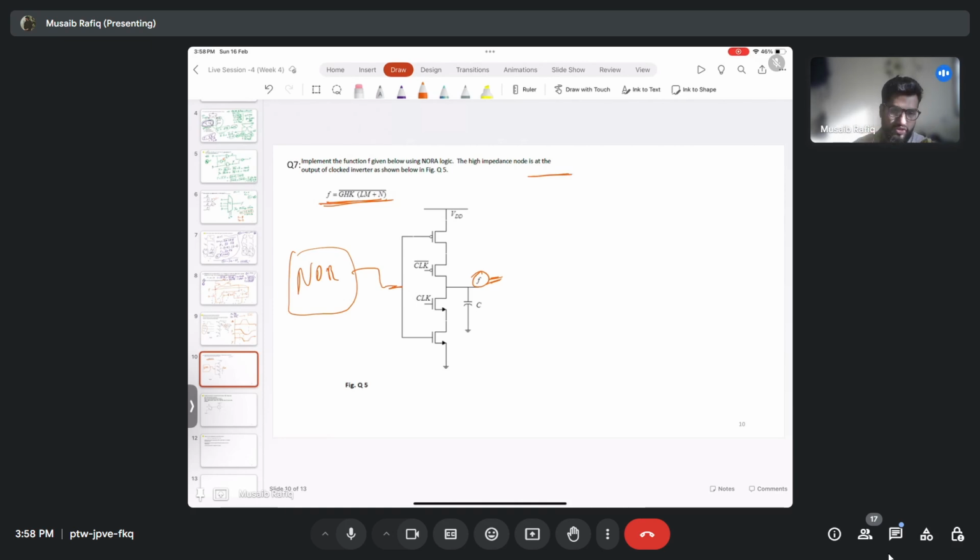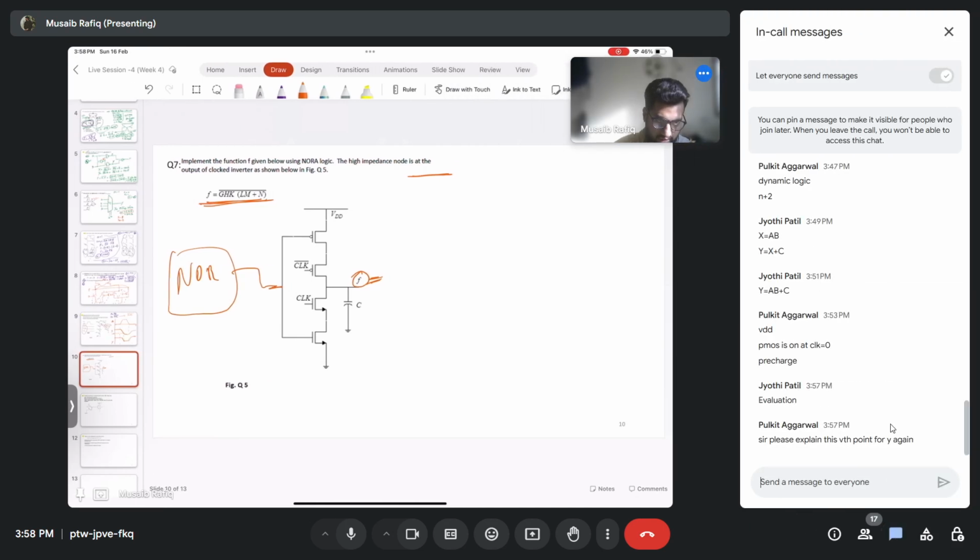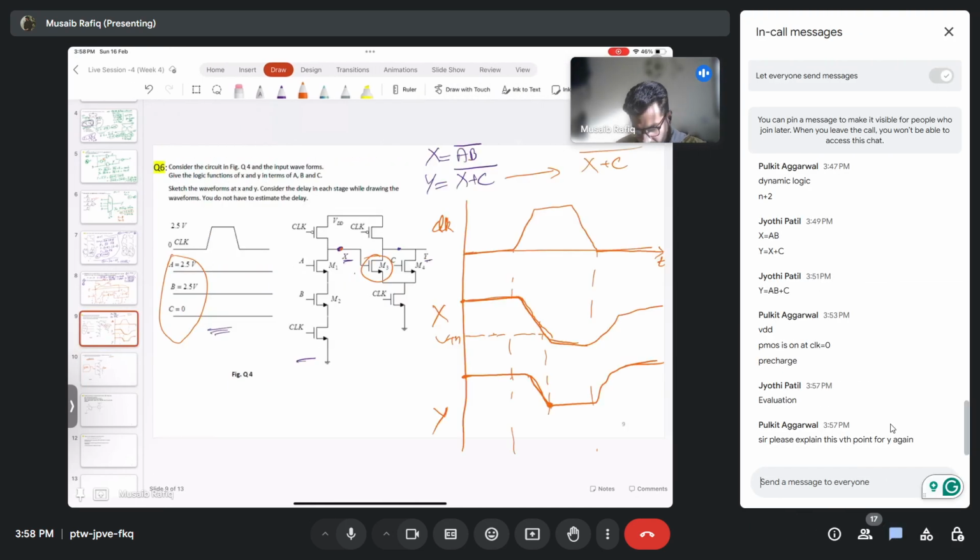By the way, what is NORA logic? Anyone? What is the other name for NORA logic? Okay, so basically X is the output. So it will start discharging. It will go down, it will go down, it will go down. Y will also be discharging, but this will turn off as soon as my X goes less than my VTH. So there will be no discharge path for Y. So Y will maintain its level.